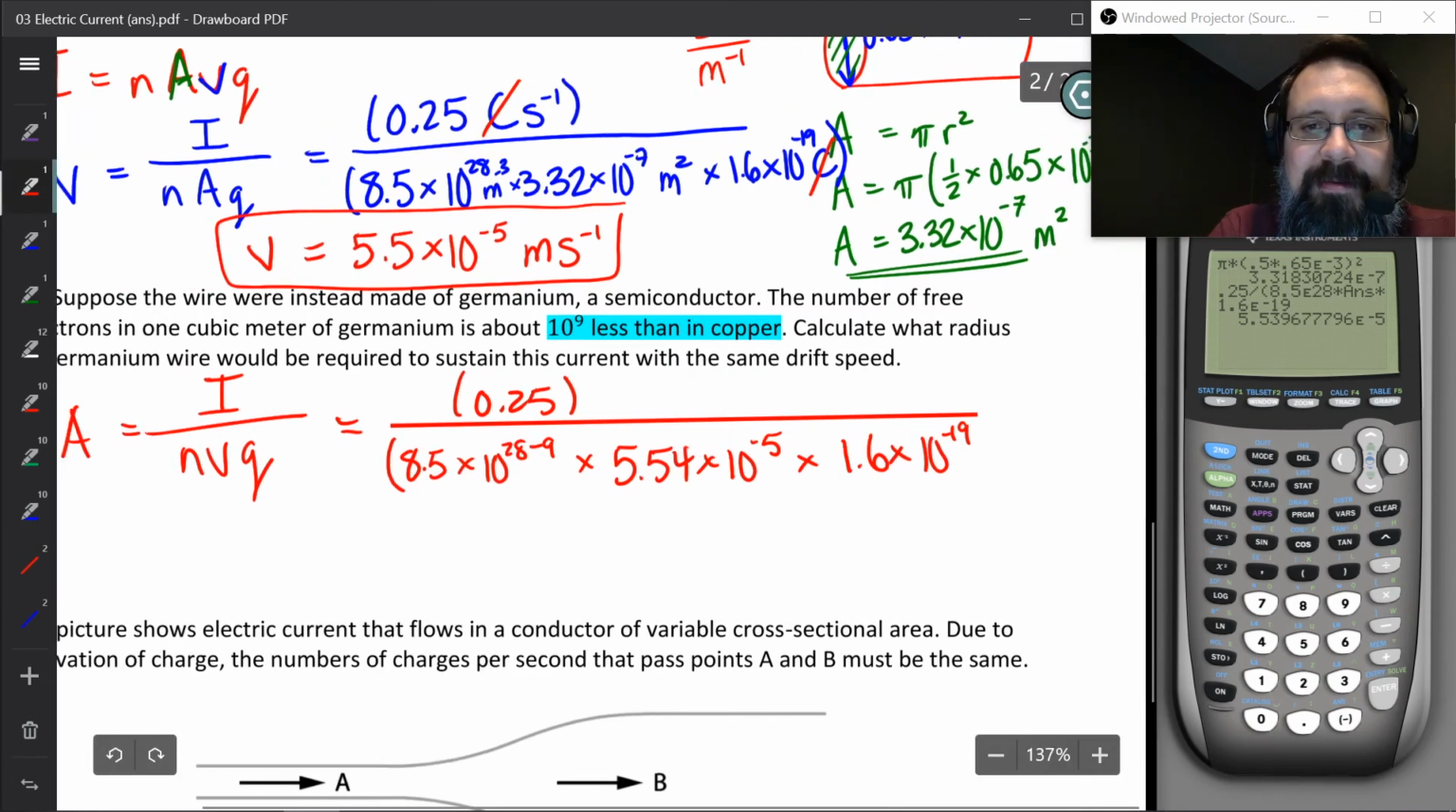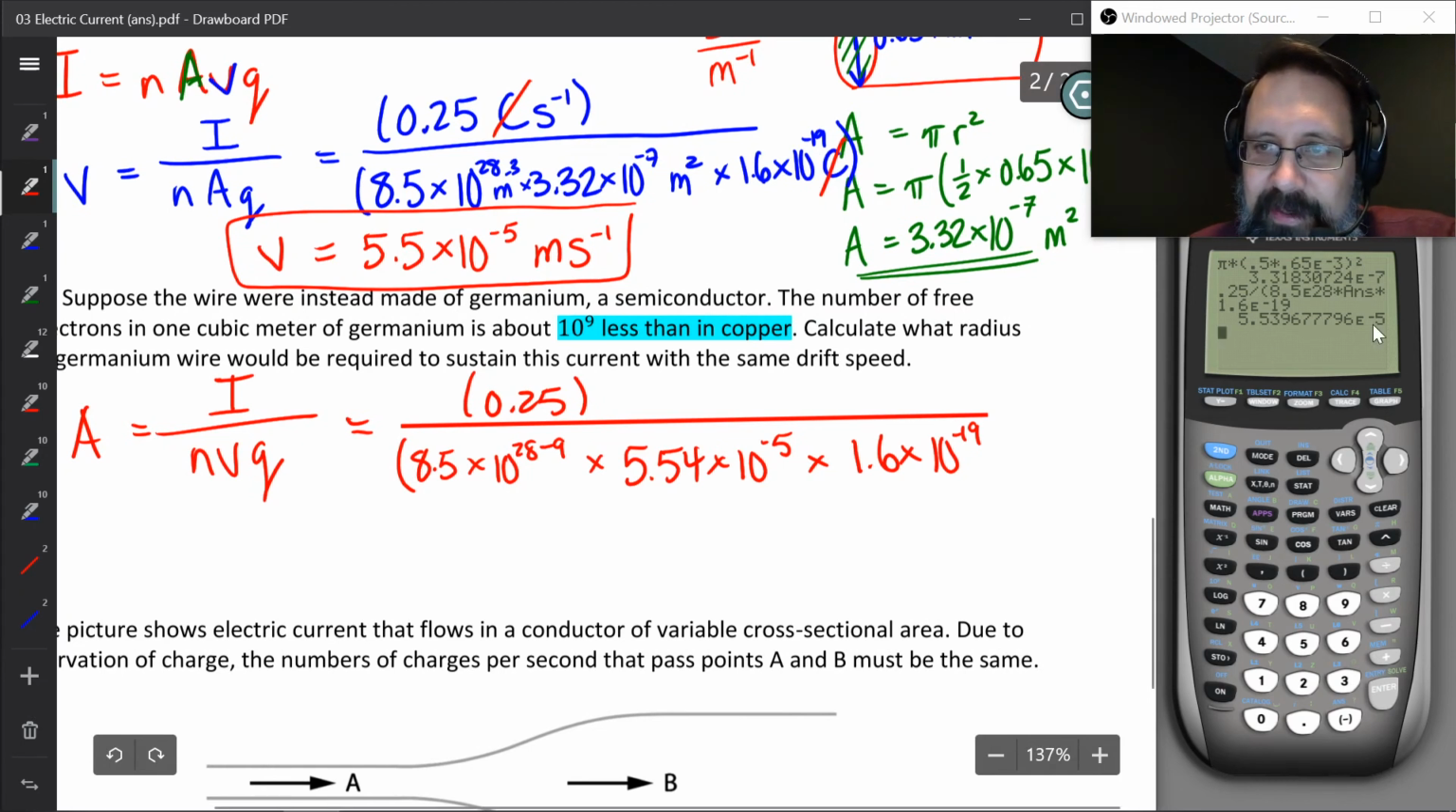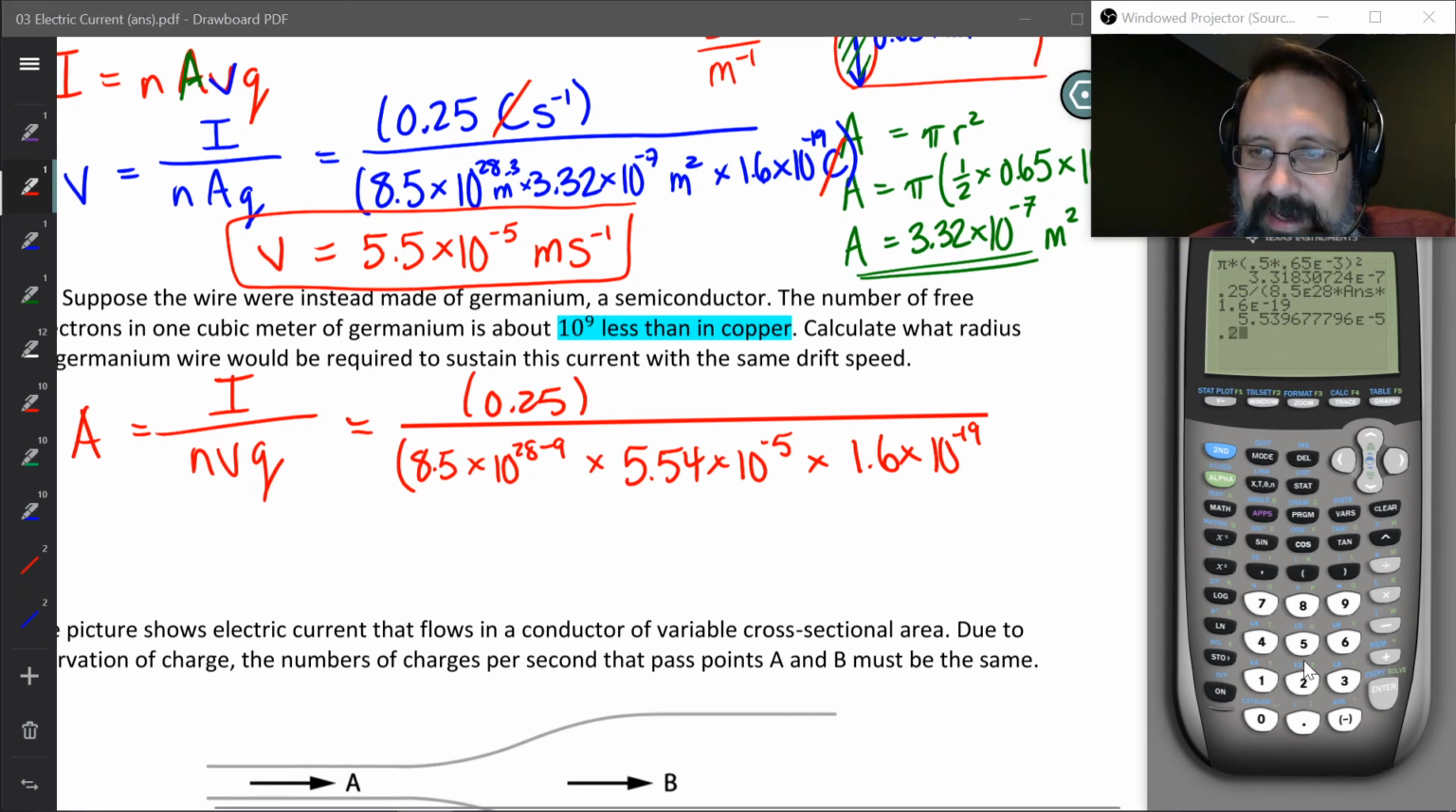Okay, so let's find what this is. Calculator, here we go. Okay, 0.25 divided by the drift velocity times 8.5 times 10 to the, I'll just do the 28 minus 9 right here. And then I'm going to multiply this by 1.6 times 10 to the negative 19.